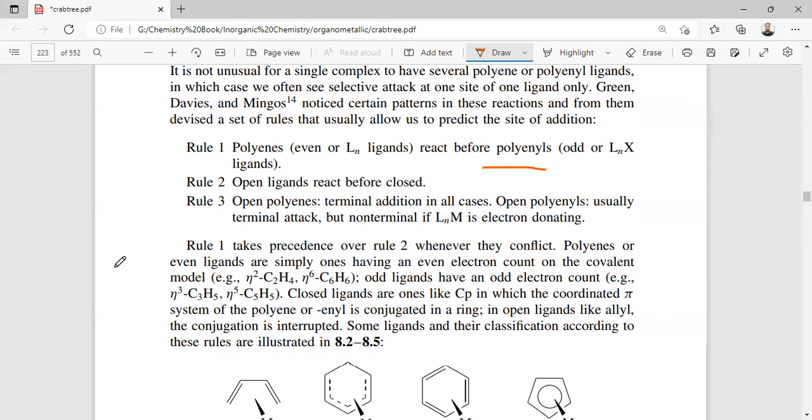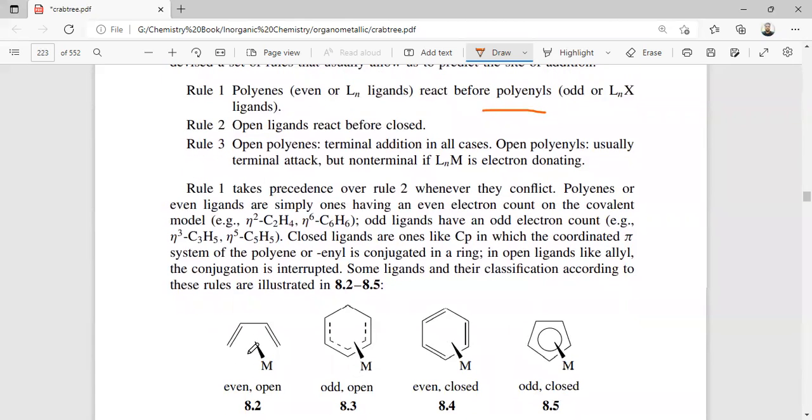Polyenes, or even ligands, are simply ligands having an even electron count on the covalent model. Odd ligands have an odd electron count. Closed ligands are ones like the Cp, in which the pi system is conjugated in a ring. An open ligand like allyl has the conjugation interrupted. Some ligands, classified according to this rule, are illustrated.